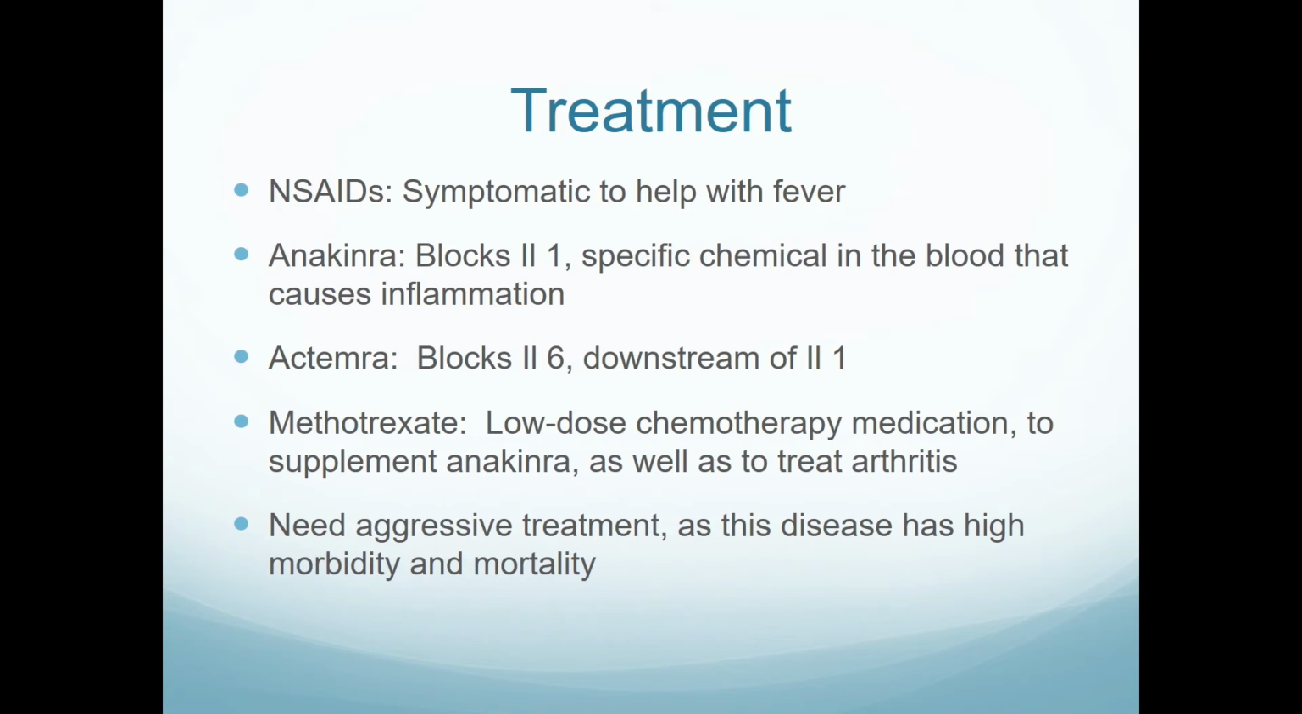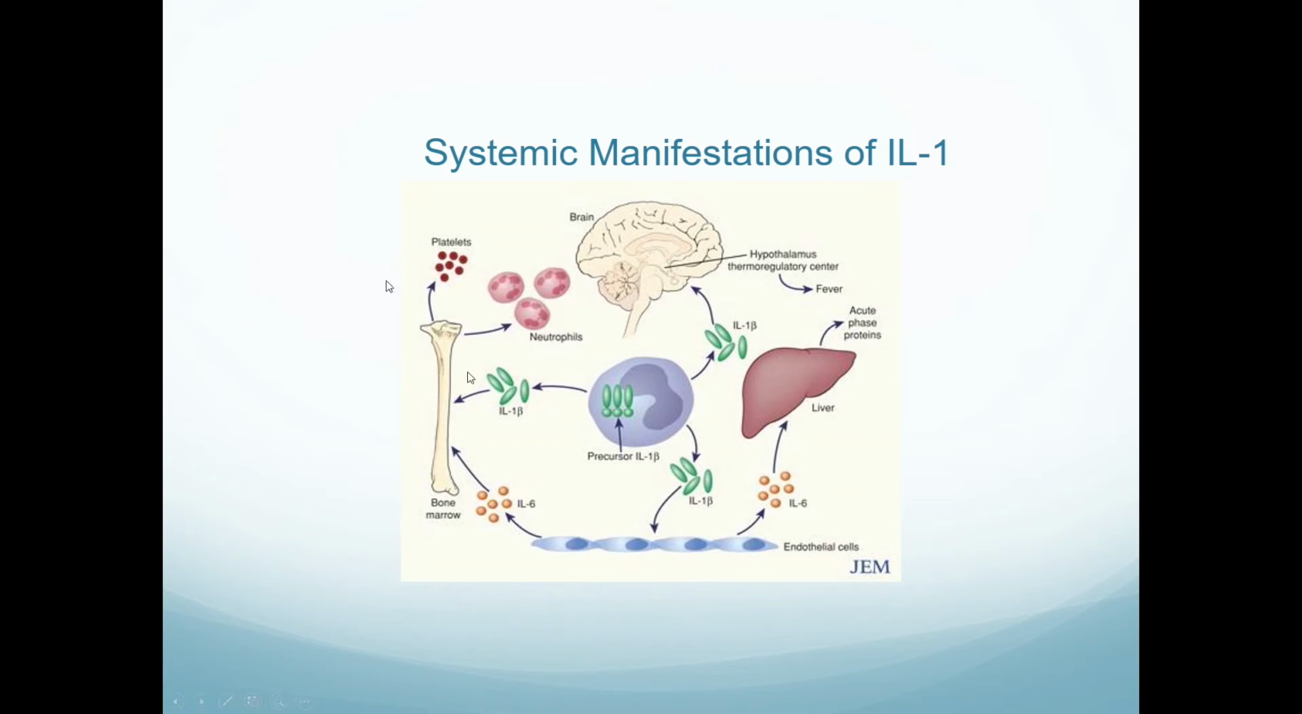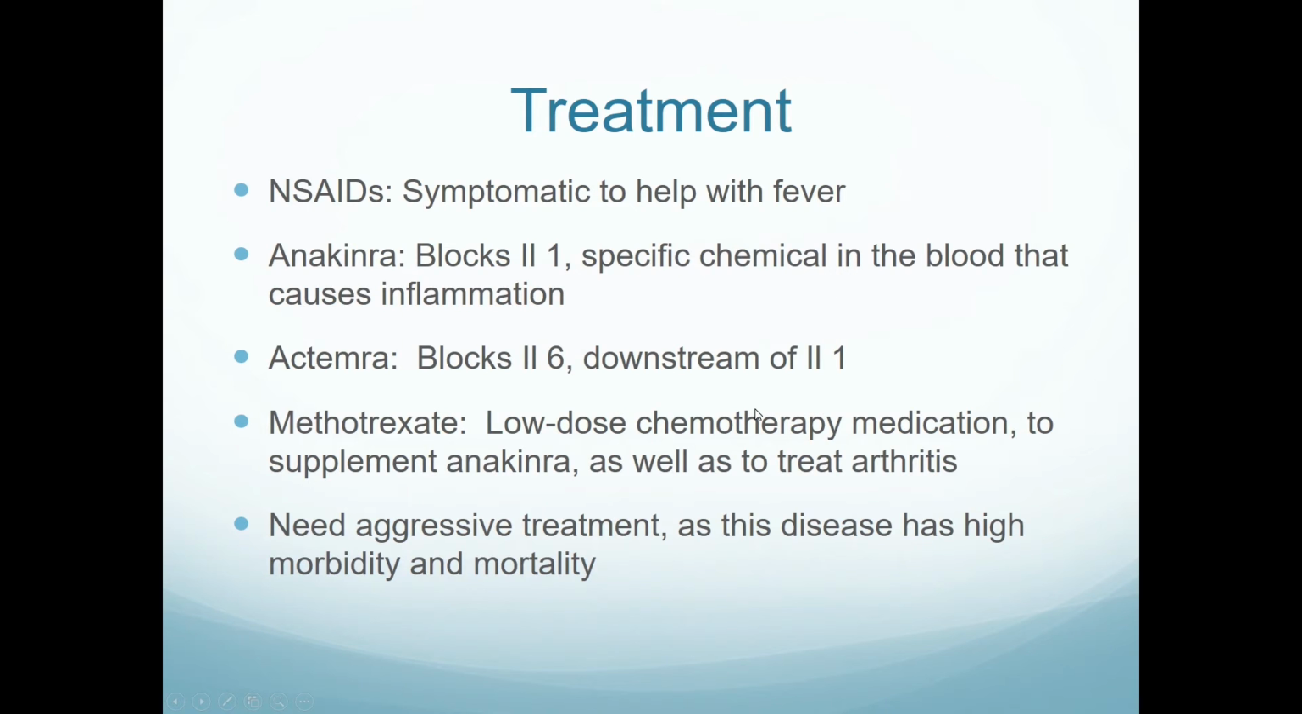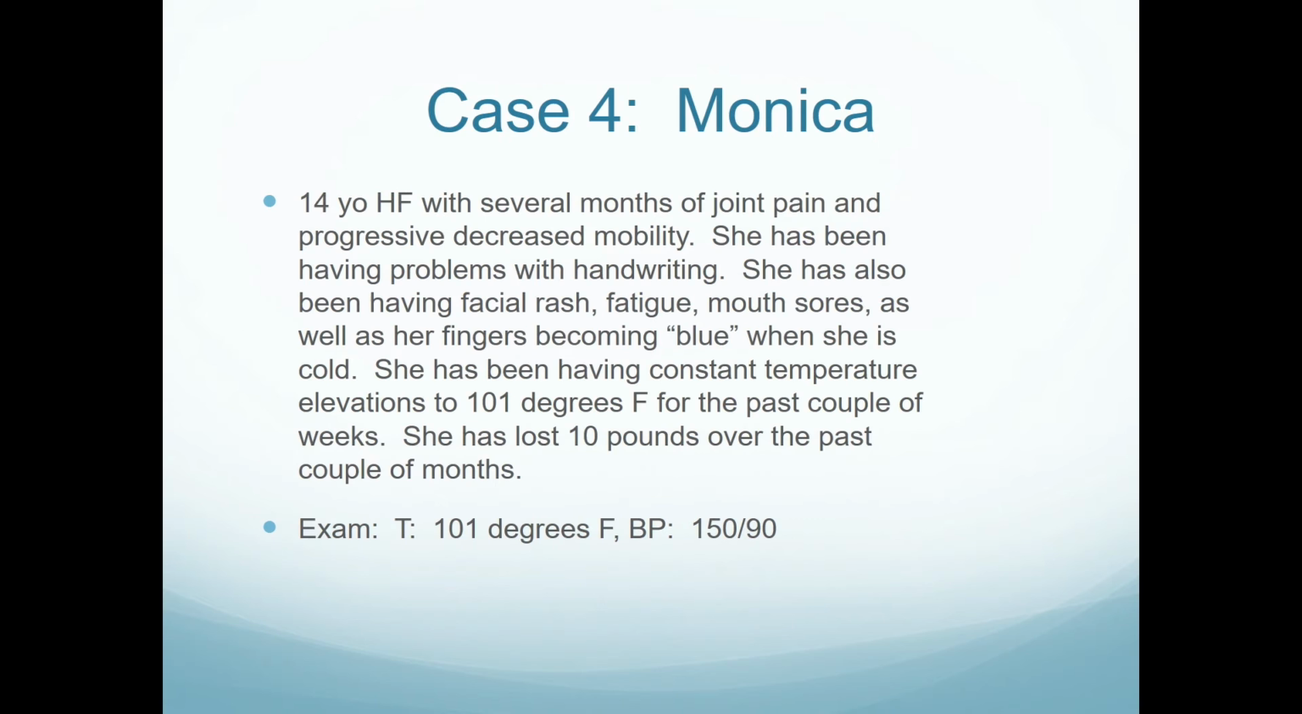So when anakinra does not work, there actually is another medication called Actemra, which blocks IL-6, which, if you'll remember, is downstream from IL-1, so that makes sense as well. And we do use methotrexate as an adjuvant agent, but really again, these kids need aggressive treatment because these children can die.